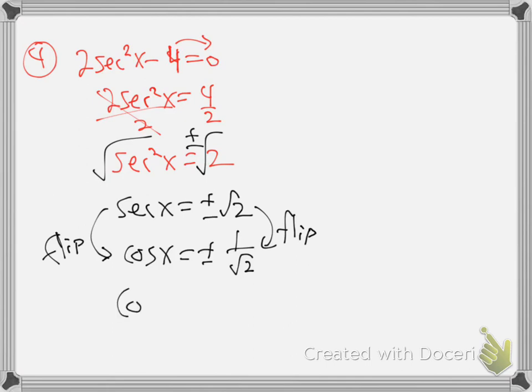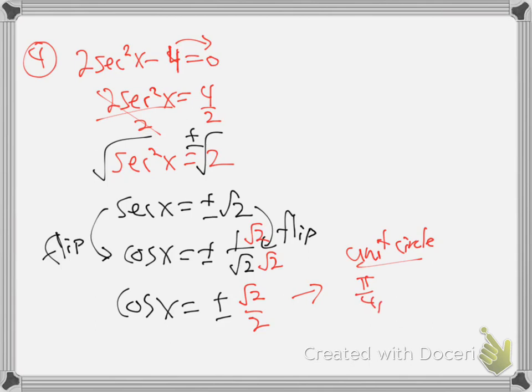Now, one more step. What do you do with 1 over root 2? Oh, you have to move it. Can't leave the root in the bottom, right? So remember what you do? Root 2 top and bottom, and you get root 2 over 2. We're used to looking for that. Go to the unit circle. You're going to get pi over 4, 3 pi over 4, 5 pi over 4, and 7 pi over 4. You're going to get all those.